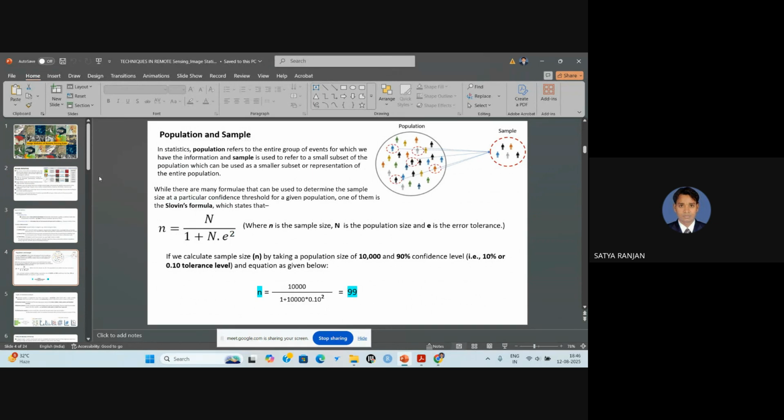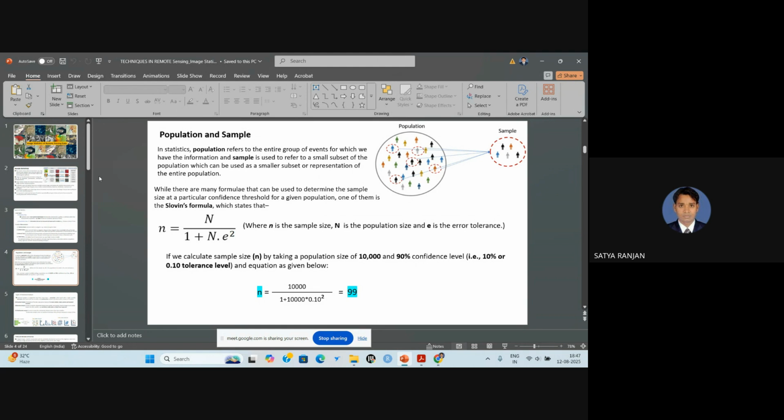Then population and samples. A lot of the time in the GIS field we have to calculate different sample data for calculation of the entire population. In statistics, the population refers to the entire group of events or features which can have the information, and a sample is used for a small subset of the population.